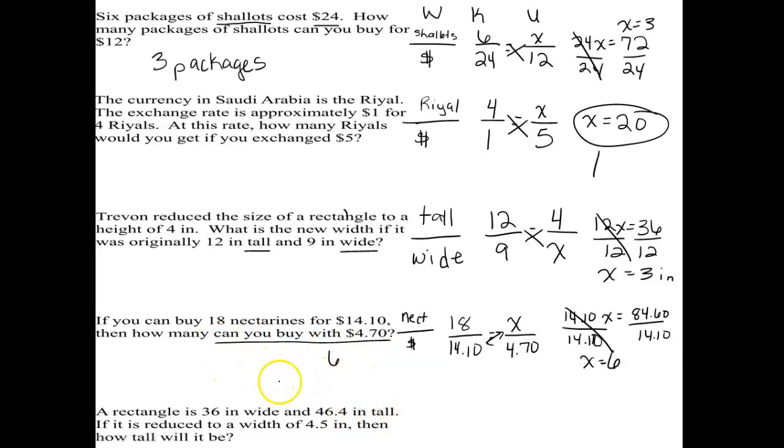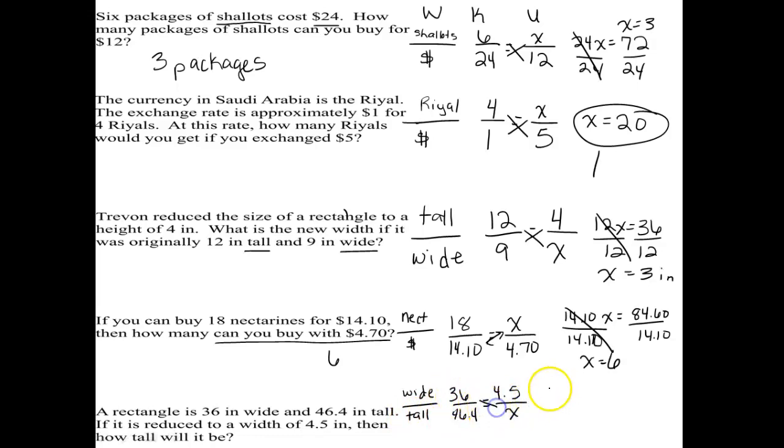All right, last, a rectangle is 36 inches wide and 46.4 inches tall. So we are going from wide to tall. All right, so the rectangle is 36 inches wide, 46.4 inches tall. If it is reduced to a width of 4.5 inches, then how tall will it be? So the tall is what we're looking for.